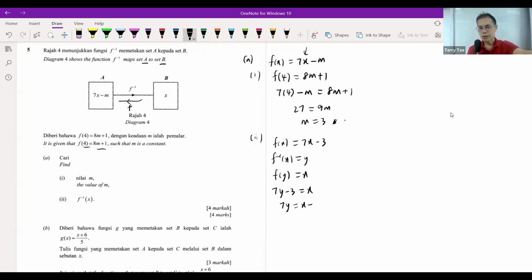7y is now x plus 3. Y is x plus 3 over 7. And what's your y? Your y is your f inverse x. Yeah, x plus 3 over 7.